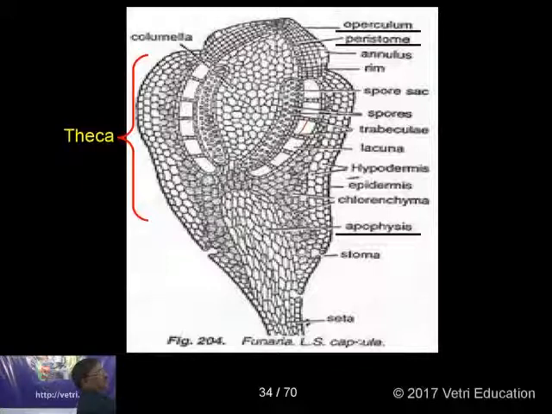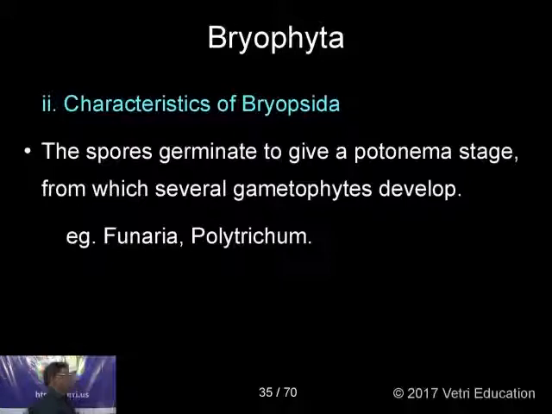Here you can find the rim and the operculum, that is the lid. Inside the lid you have the peristome teeth. These are all peristome teeth. And the central sterile region, called the columella, also helps in the liberation of the spores, and the peristome teeth also help in the liberation of the spores. So, these spores, after finding a suitable place, develop into the Funaria or moss gametophyte. These spores germinate to give a protonema-like structure.